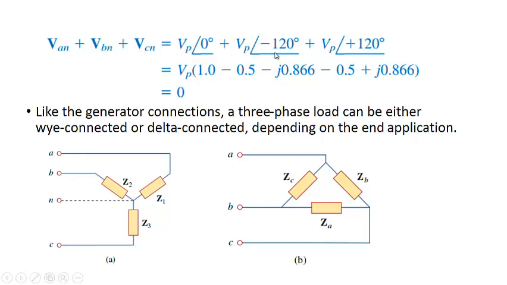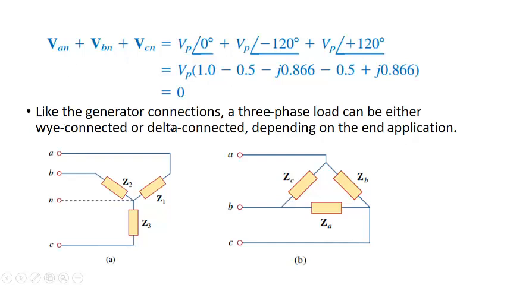VP at an angle of minus 120 degrees, VP at an angle of plus 120 degrees. Changing this polar form into rectangular form and taking VP out, this will be simply equal to 1 because there will be no imaginary part. This will be equal to cos of minus 120 degrees plus J sine of minus 120 degrees. So it will be equal to minus 0.5 minus J 0.866. Similarly, cos of 120 degrees plus J sine 120 degrees comes out to be minus 0.5 plus J 0.866. This and this will cancel out. Minus 0.5 minus 0.5 is minus 1, and 1 minus 1 is 0. So the sum of the balanced voltages will also be equal to 0.